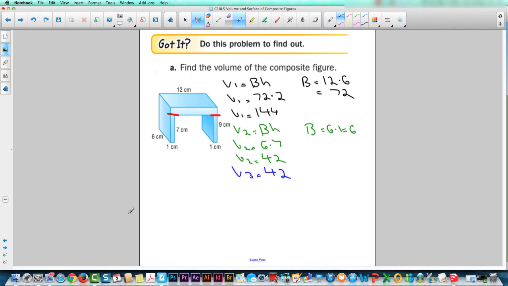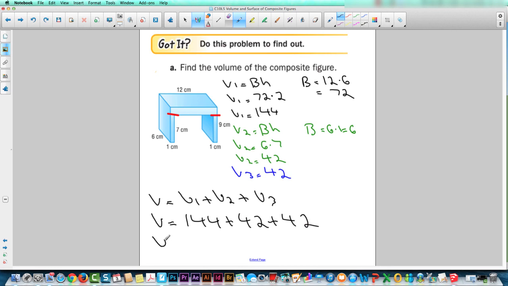Now I'm ready to find the volume of the entire solid. So V is equal to V1 plus V2 plus V3. V1, that was 144. V2 was 42. And V3 was 42. Then you would add all of these numbers up, which is 228. Look for the unit of measurement, it's centimeters. And remember, it's volume, so it's cubed. And that's it for this problem.